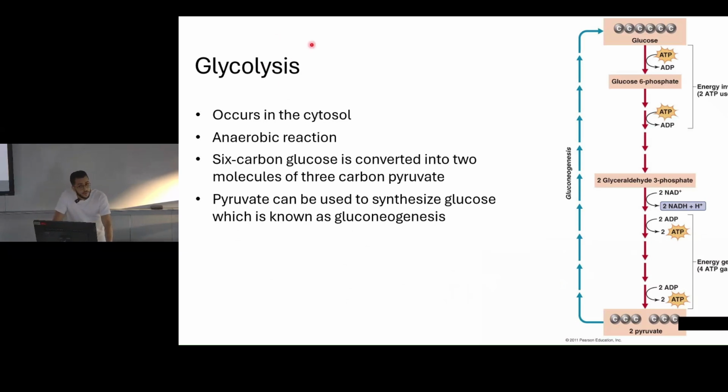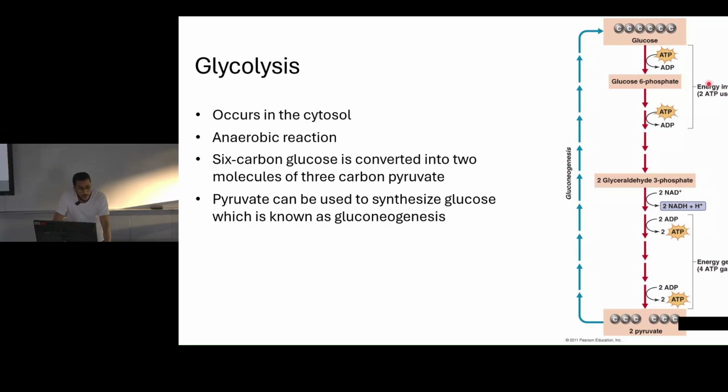Glycolysis happens in the cytosol of the cell. That's basically the liquid that's inside the cell. It is an anaerobic reaction. It does not require oxygen. Okay, and what you need to remember about this is that a 6-carbon glucose gets broken down into two 3-carbon molecules, pyruvate, which can either go inside the TCA cycle, or it can be converted back into glucose through gluconeogenesis. Okay, so this is where gluconeogenesis comes in.